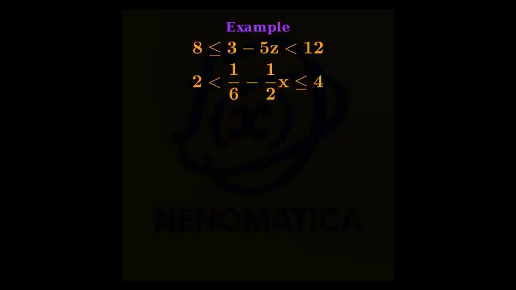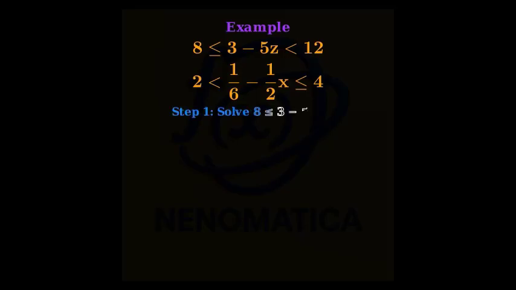Example. We will solve 2 compound inequalities step by step, strictly following the structure shown on screen. Problem. Solve the inequalities. First, 8 less than or equal to 3 minus 5z, strictly less than 12. Second, 2 is less than 1/6 minus 1/2 x, less than or equal to 4.